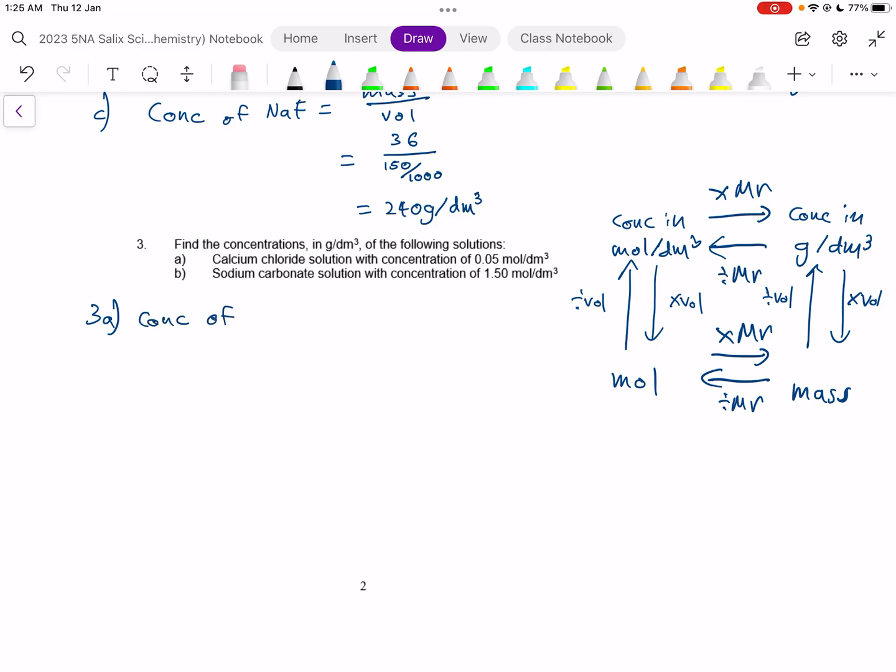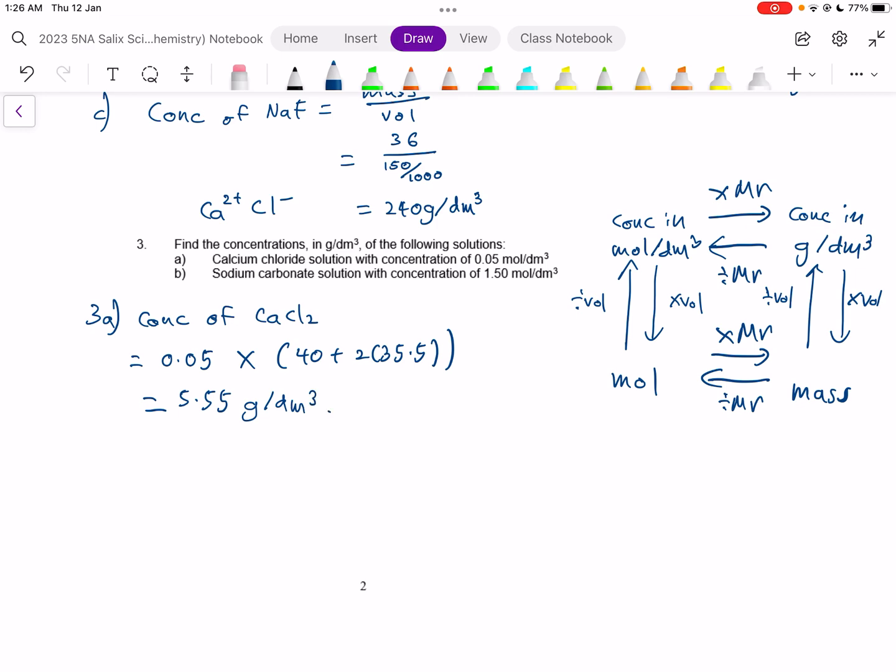Concentration of your calcium chloride. I hope you remember what is the formula for calcium chloride. It's Ca2+ and Cl minus. Go check your periodic table. One is from group 2, one is from group 7. So this one take 0.05 multiplied by 40 plus 2 times 35.5. So 5.55 gram per dm cube.